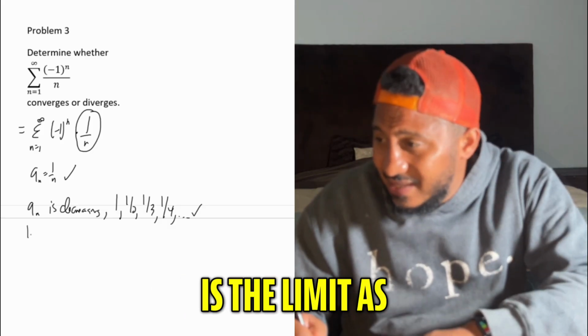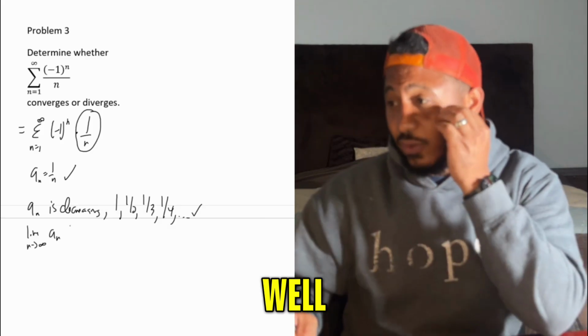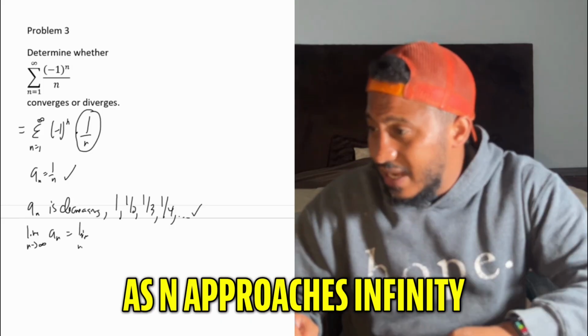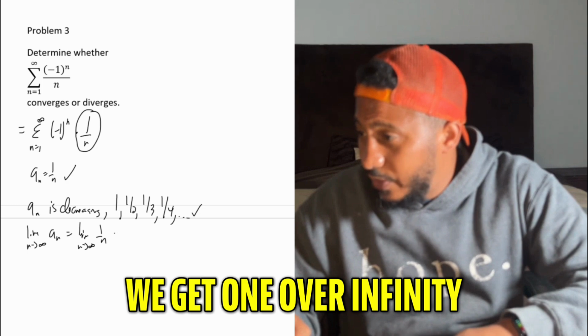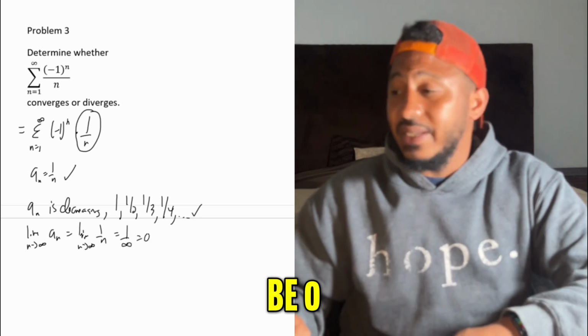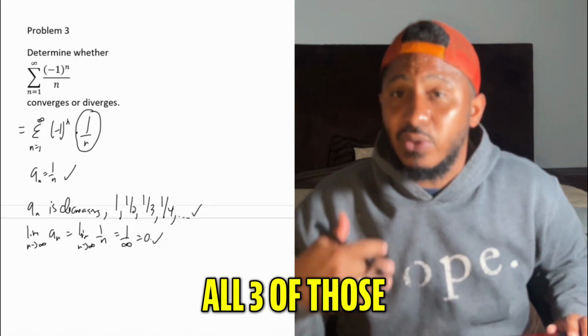This a sub n is decreasing. Then we need to find out, okay, is the limit as n approaches infinity of a sub n equal to 0? Well, let's think. That's the limit as n approaches infinity of 1 over n. If I plug in infinity here, we get 1 over infinity, which we know to be 0. So that also checks. Okay, so all three of those conditions are satisfied.